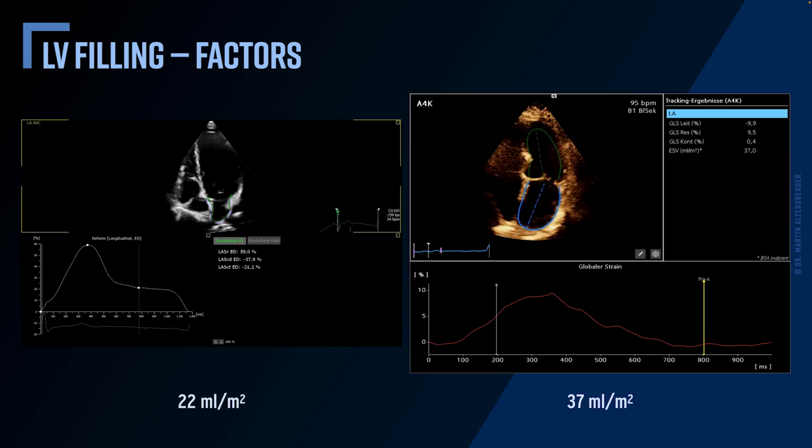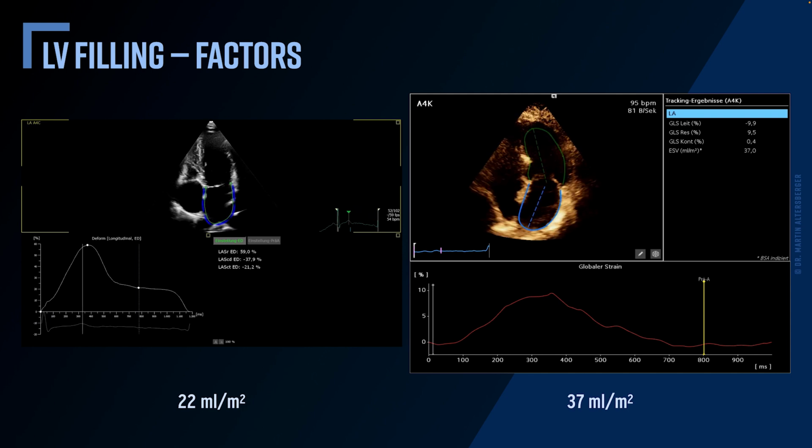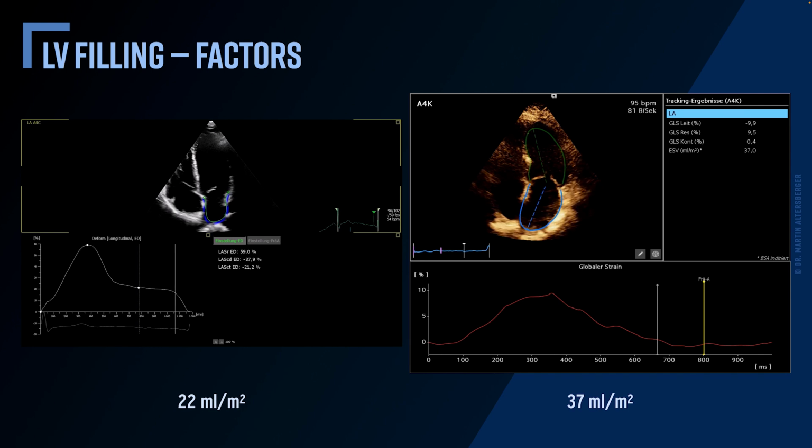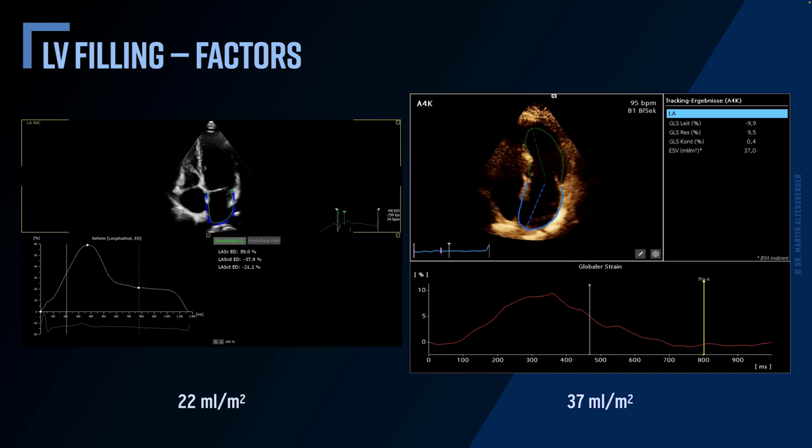Here are two examples of also left atrial strain. We will talk about left atrial strain to a greater extent, but I want to show you two images here, two loops. On the left-hand side, you have a normal left atrial volume. You have 22 milliliters per square meter. The cutoff is 34 milliliters per square meter.